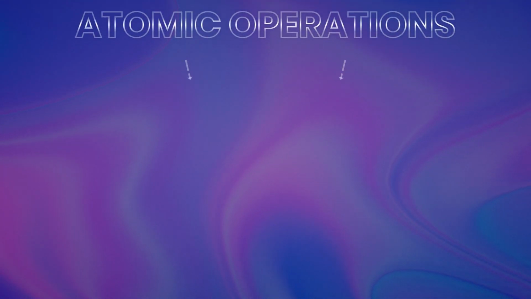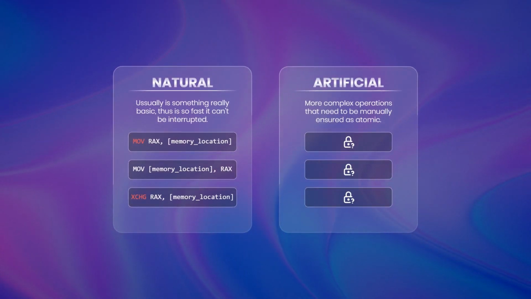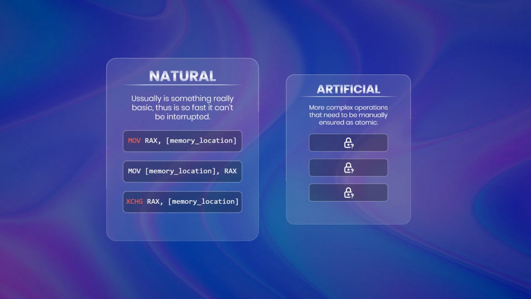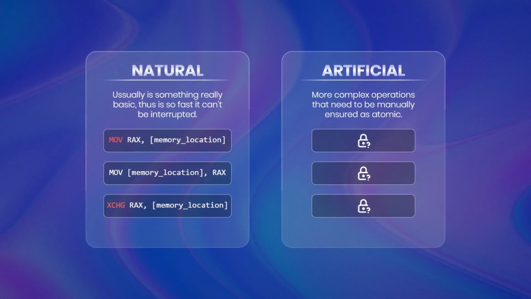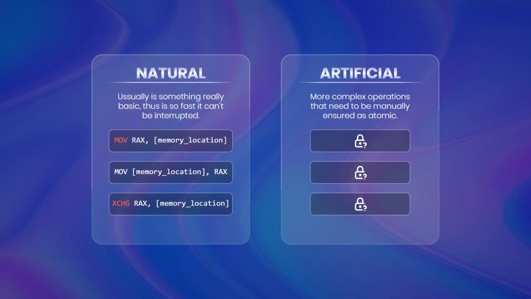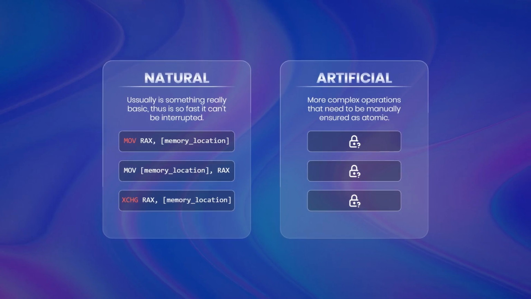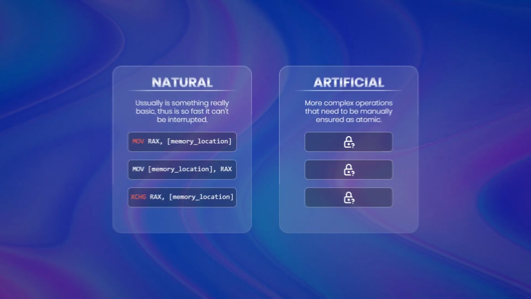We can classify atomic tasks into two categories: natural and artificial. Some primitive tasks, like reading a 32-bit integer on the average CPU, are naturally atomic. These operations are so lightning fast that they cannot be interrupted until they complete. However, in your code you'll encounter more complex instructions like incrementing a value. As we discussed earlier, if two threads try to increment the same number simultaneously, data races can occur. For these cases, you need to implement atomicity manually, hence why I call them artificial.